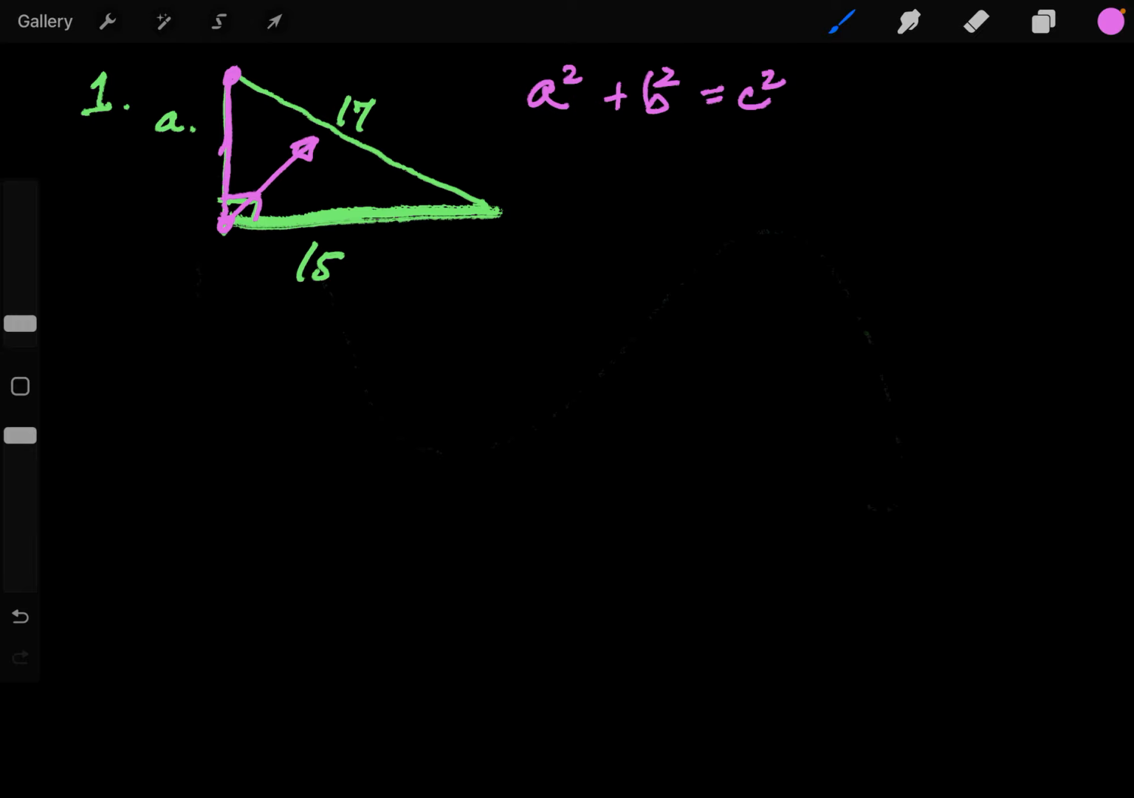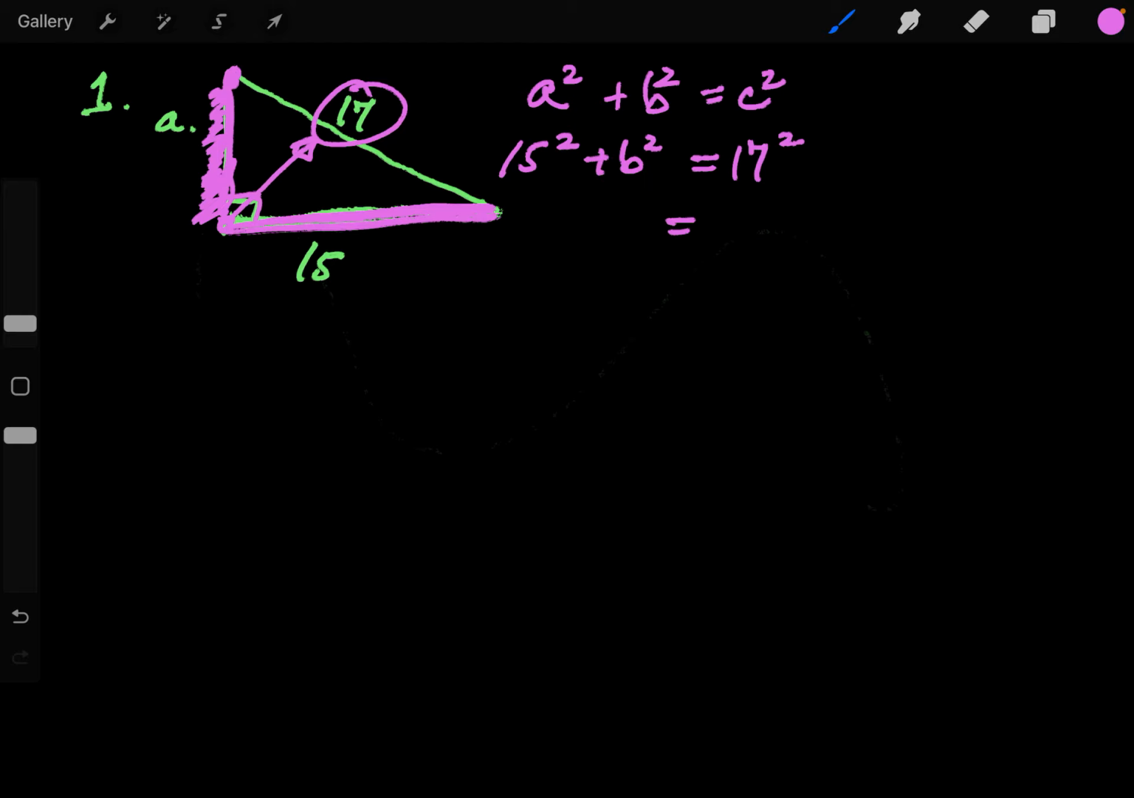So in this case, again, we just have to correctly identify which is the hypotenuse. That's this side with the 17 on it. So we make that C, we put 17 squared over here, and the side that's missing is this side over here. This we could call A or B, it doesn't matter, I'll call it B, 15 squared. So A squared plus B squared is equal to 17 squared. You want to solve for B squared, so you subtract 15 squared on both sides.